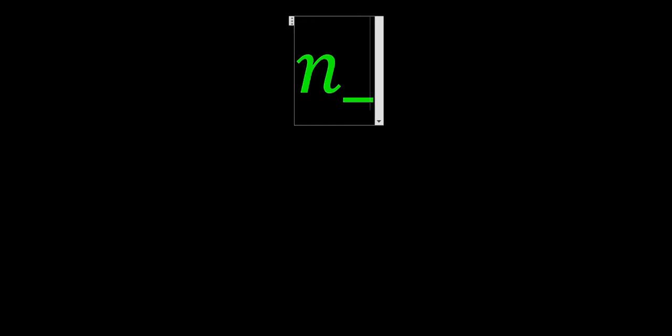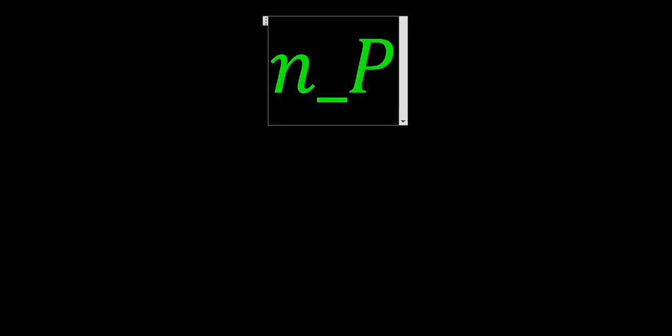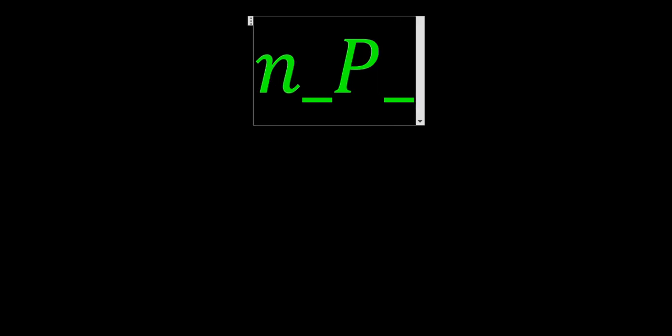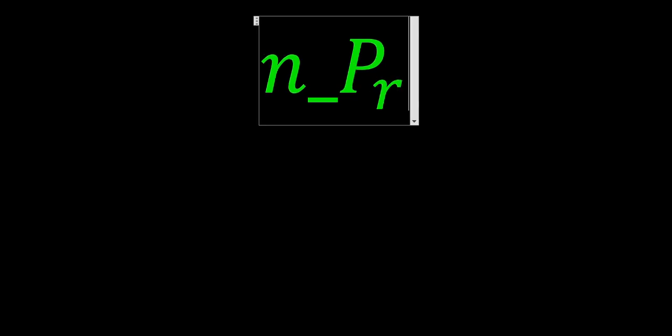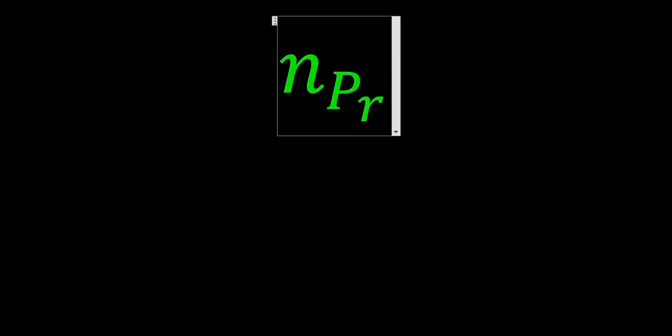Press and hold the Shift button, then press the minus sign, then type capital P. To write the capital P, press and hold the Shift button, then type P. Again, press and hold the Shift button, then type minus. Now type R. Now hit the space bar 2 times.